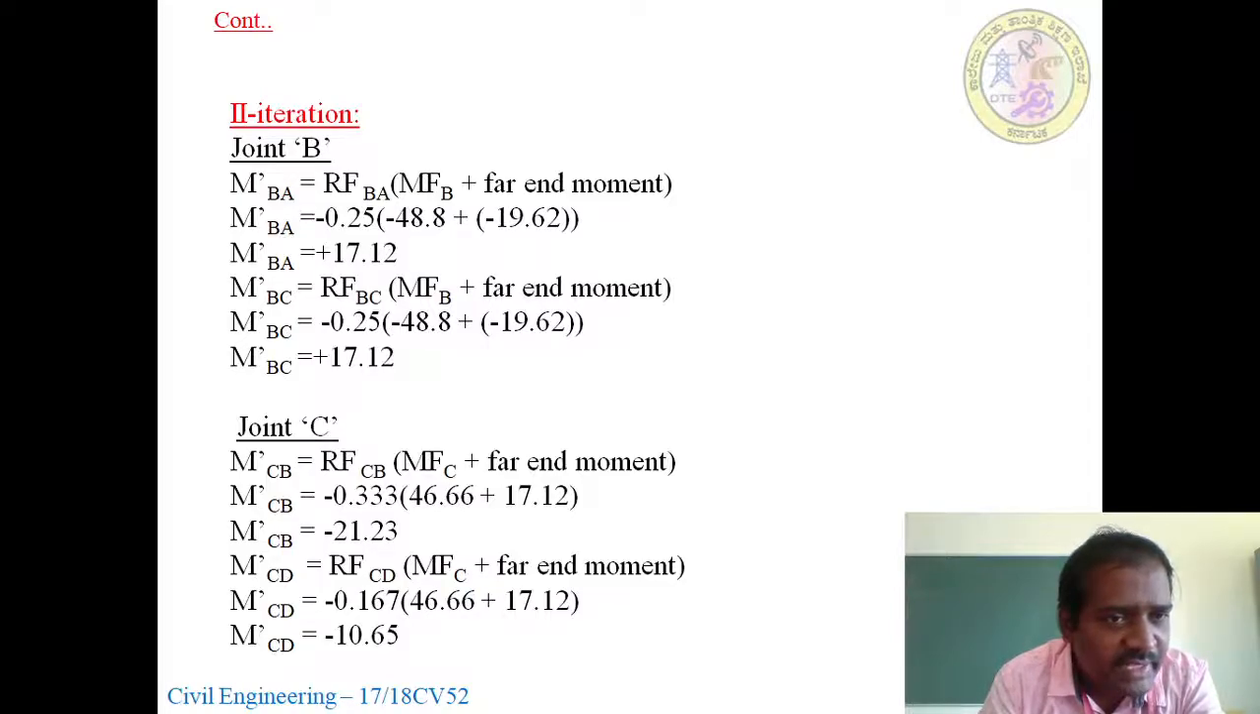M dash BC is the far end for CB, joint C. Now, M dash CB is equal to the rotation factor of CB times MFC plus the far end moment. So M dash CB is equal to minus 0.333, the rotation factor, into 46.66 plus M dash BC, the far end value for joint C, 17.12. So it is 21.23, and 10.65 similarly.